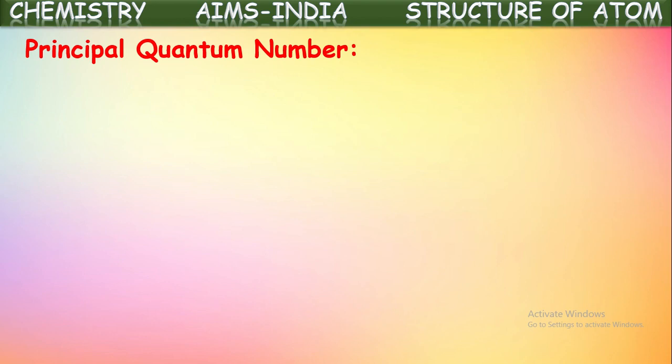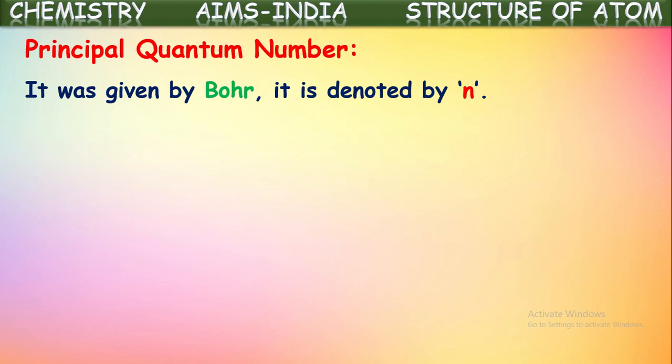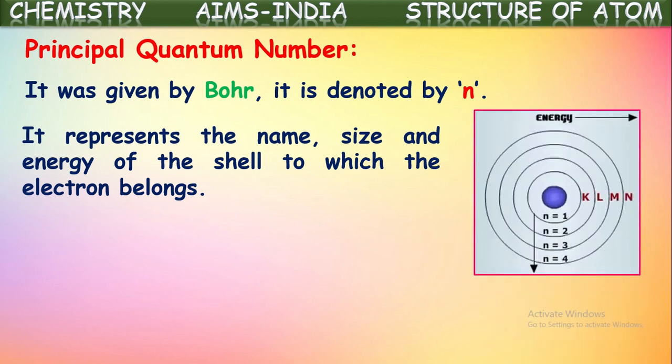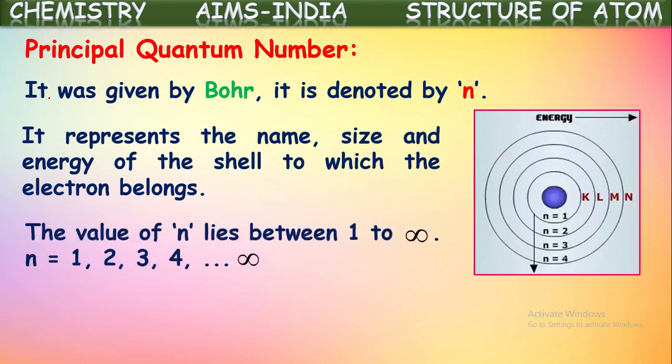Out of these four, the first one is the principal quantum number. It was suggested by Niels Bohr. It is denoted with the symbol small n. It represents the name, size and energy of the shell to which the electron belongs. It is denoted with the symbols 1, 2, 3, 4 and so on, or K, L, M, N and so on.